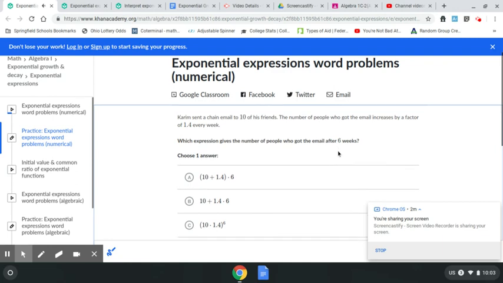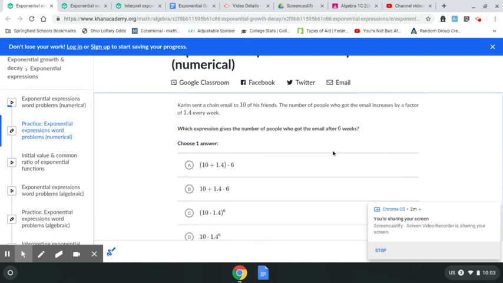Last but not least for me, Kareem sent a chain mail to 10 of his friends. The number of people who got the email increases by a factor of 1.4 every week. Which expression gives the number of people who got the email after 6 weeks? So again, initial value is 10. My growth factor is 1.4. My exponent's going to be 6 because my exponent's always a time factor.